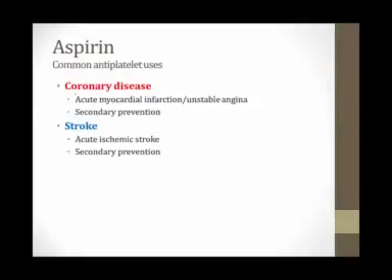The most common antiplatelet uses of aspirin are in coronary disease and stroke. In both conditions, it's used in the acute phase and also for prevention. Patients having an acute myocardial infarction or unstable angina are always administered aspirin. It's also given long-term for secondary prevention of recurrent coronary disease.